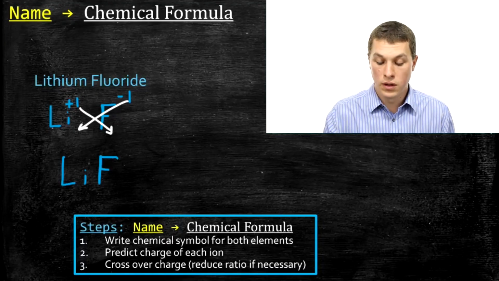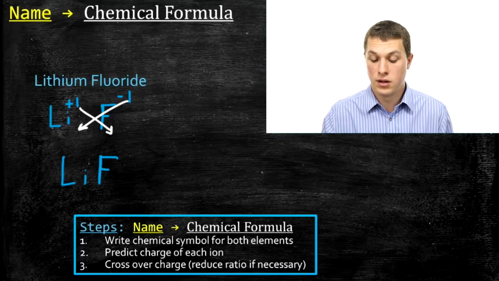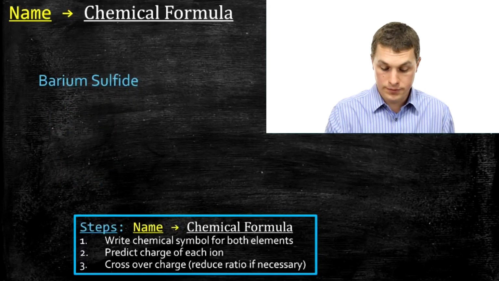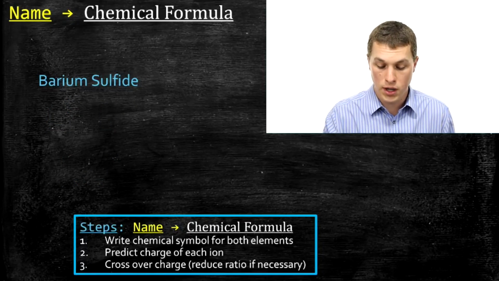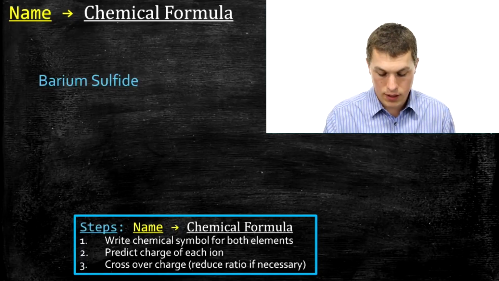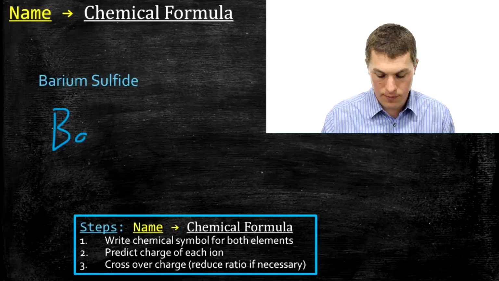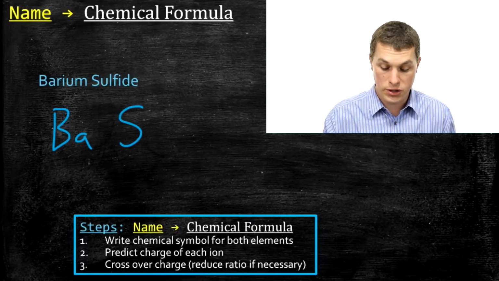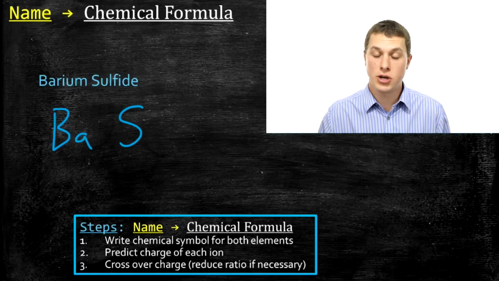Okay, one more example of going from the name of a compound to the chemical formula: barium sulfide. Again, we start with step 1, which is looking up the chemical symbol for both of those. We get Ba for barium, and we get an S for our sulfide. That's done with the periodic table. Then we predict the charge.